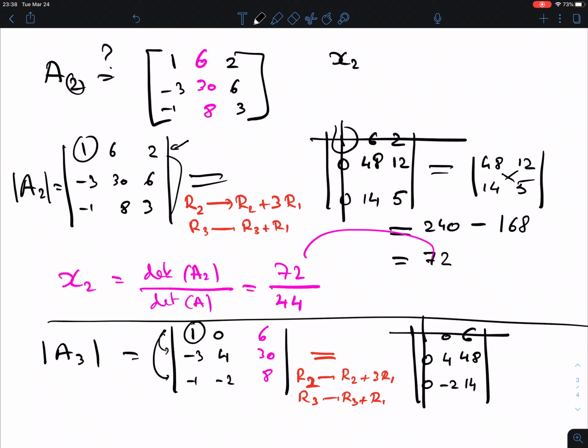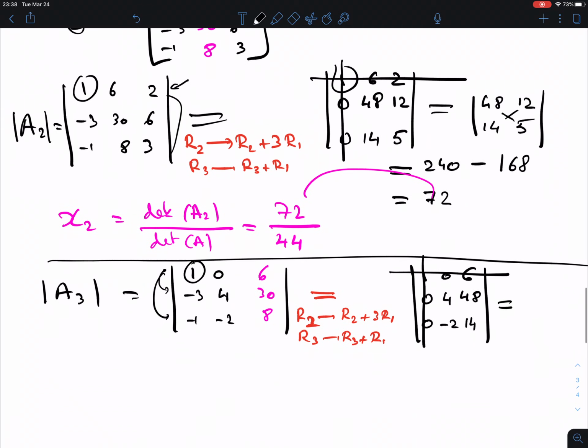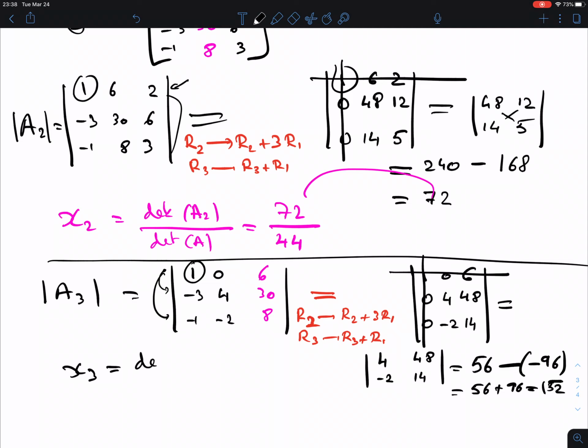Okay, now I do row expansion along the first column, but let me not write it anymore. I hope everyone sees what I'm doing. So there's 4, 48, negative 2, 14. That is 4 times 14, which is 56, minus, there's a minus here, and this is going to be 96. So 56 minus 96, no, 56 plus 96, that is 152. Okay, so 152, and therefore x3 is, I write it up again, the determinant of A3 divided by the determinant of A.